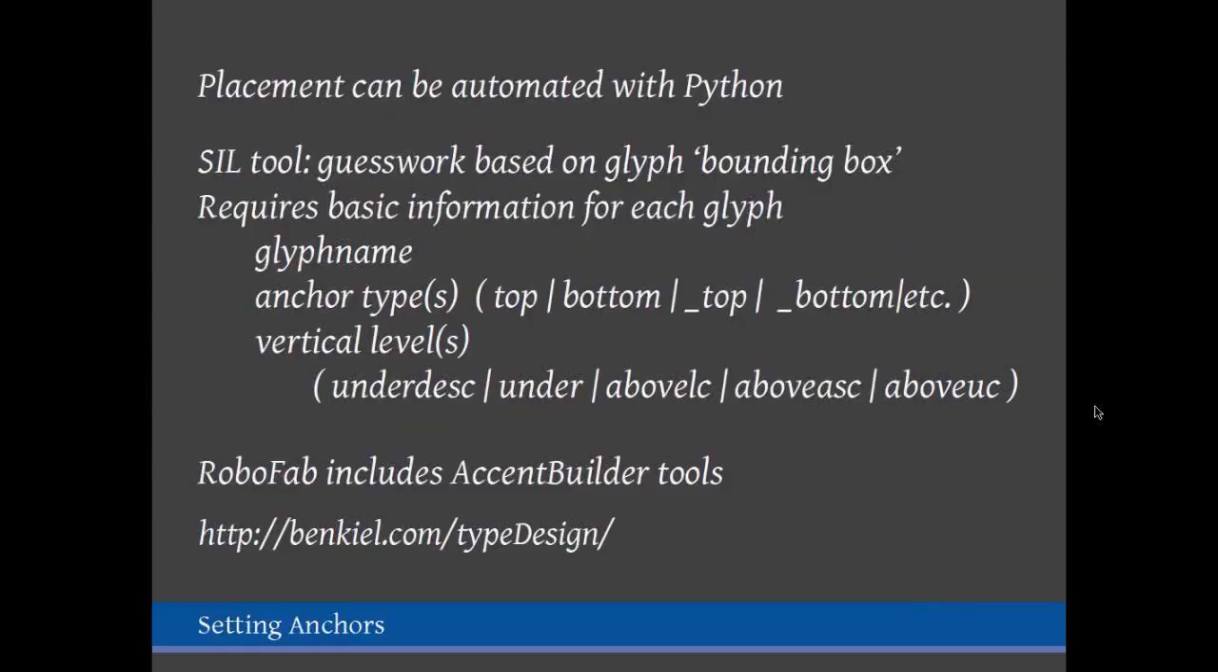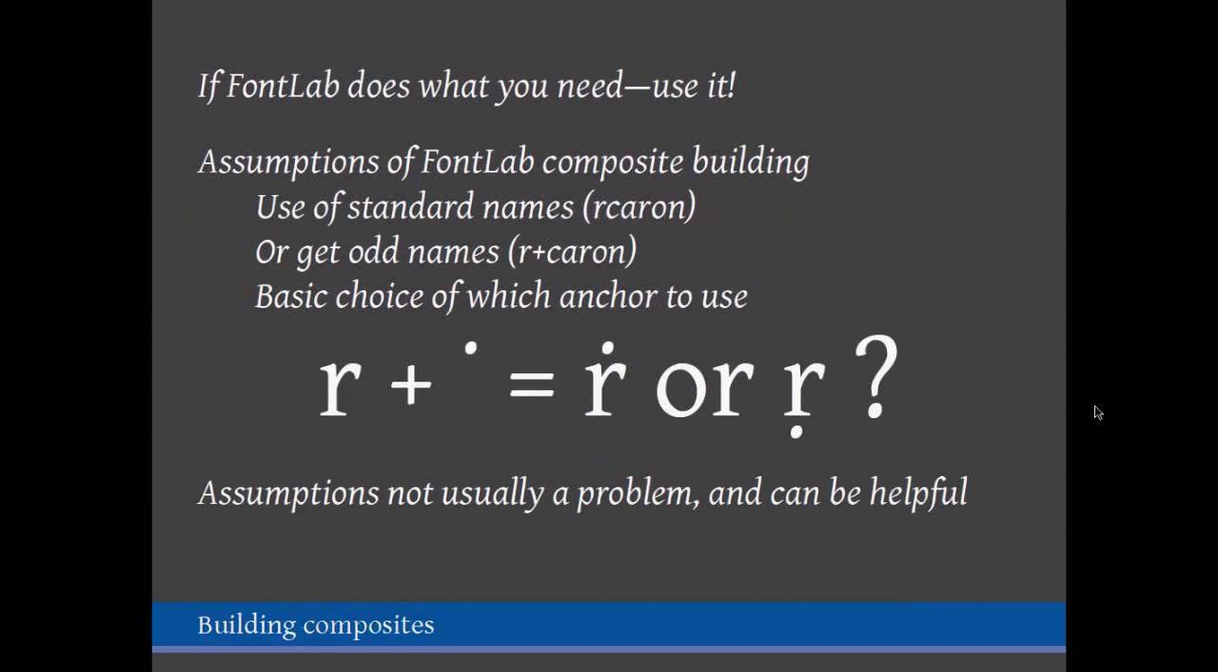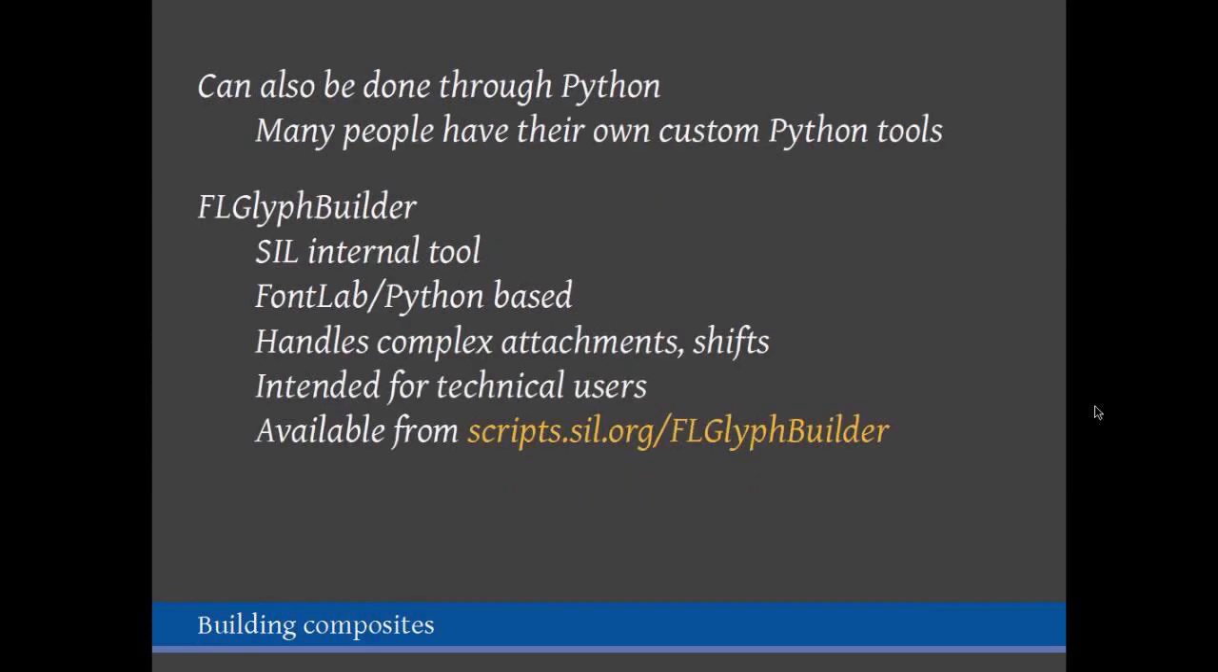Now, there is another way to do this too, though. We've talked about these assumptions. In FontLab, you can do it with Python, just like you can with the setting of the accents. And there are actually a lot of custom Python tools that build composites. Many packages, RoboFab has something. We have our own tool called FL Glyph Builder. We have made this available from scripts.sil.org/flglyphbuilder.